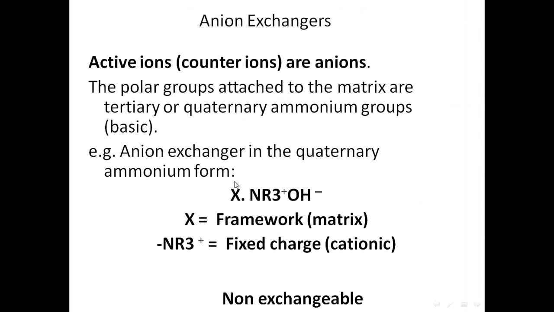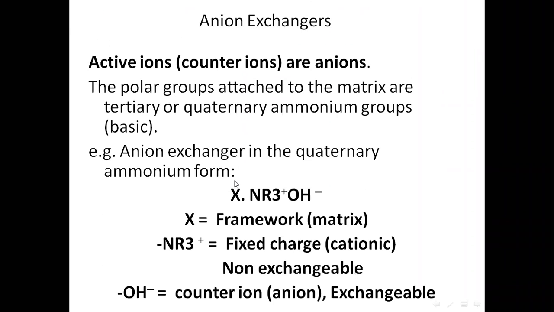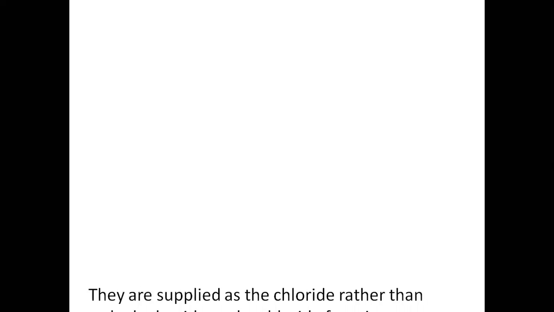Similarly, we have anion exchangers. Here the active ions or counter ions are anions, and the polar groups attached to the matrix are tertiary or quaternary ammonium groups which are basic in nature. The anion exchanger is in the quaternary ammonium form, depicted here as XNR3 plus OH minus. Here again X is the framework or the matrix, NR3 plus is the fixed cationic charge which is non-exchangeable. Similarly, OH minus is the counter anion which is exchangeable in nature.